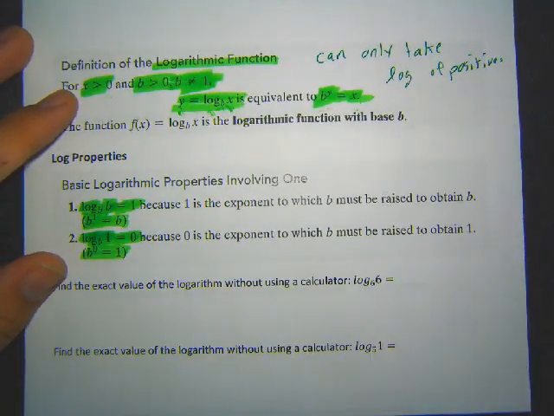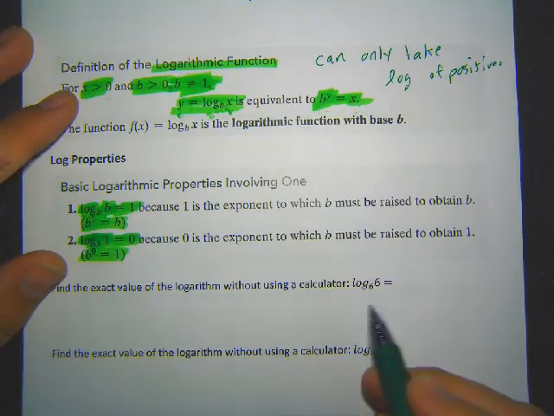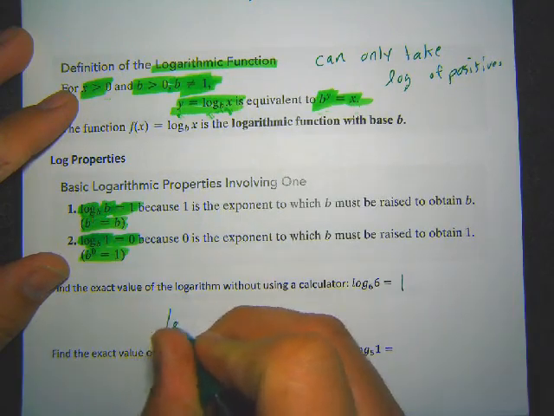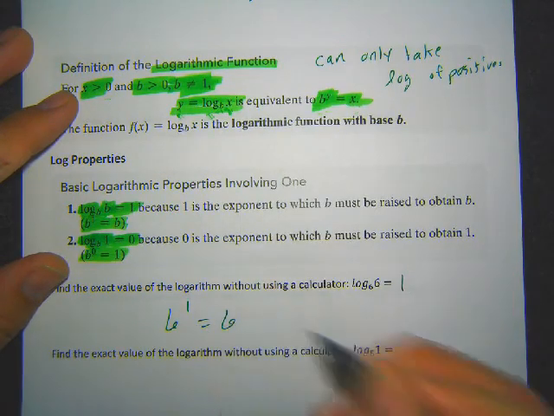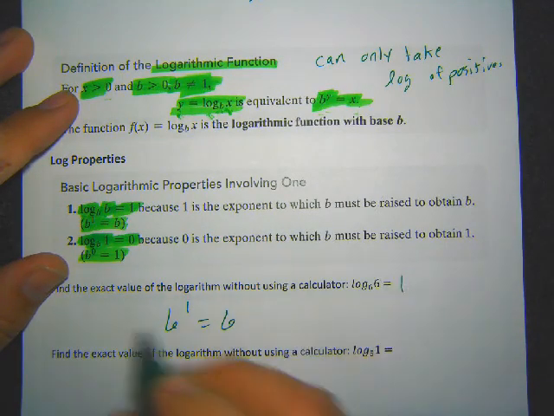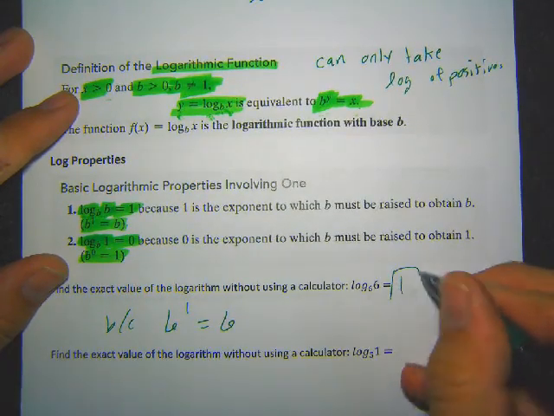Some logs, you can just look at them and solve them right away using these nice properties. For example, log base 6 of 6 is just 1, right? Because 6 to the first will give us 6. So if I take that base 6 to that first power, it'll stay 6. That's why, because of this, the answer is 1. So that's our answer for that one.